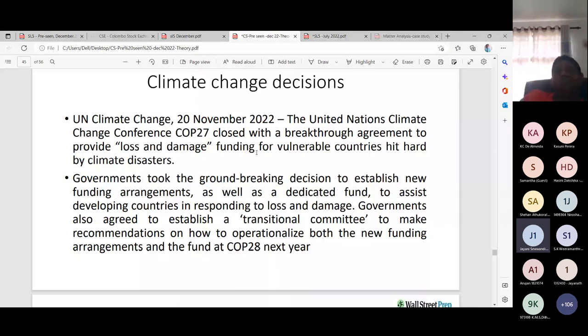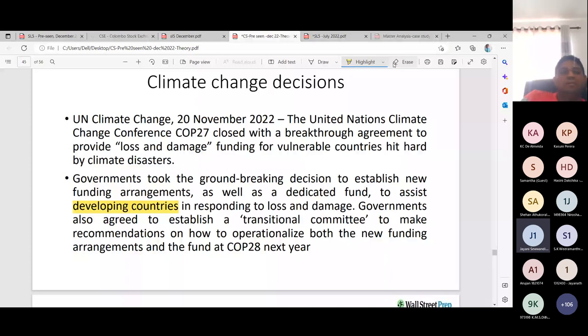Very important initiative. In the case itself, it says that there was no funding, no arrangement. So that may be one of the things you can connect with this. Right. Then the government took the groundbreaking decision to establish a new funding arrangement, a dedicated fund to assist developing countries and respond to loss and damage. So Sri Lanka is a developing country. So this is an opportunity for us, right? The government also agreed to establish a transitional committee to make recommendations on how to operationalize both the new funding arrangement and the fund at COP28 next year.